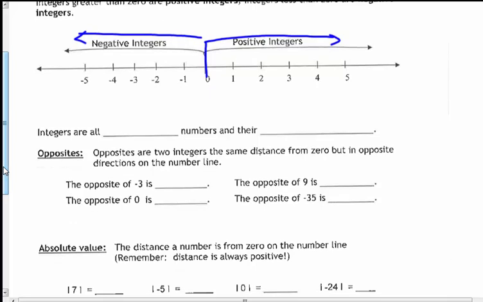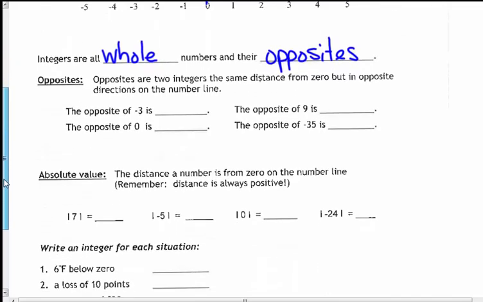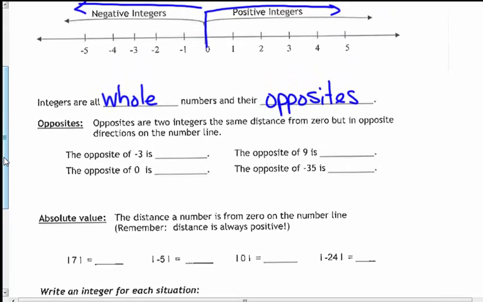Integers are all whole numbers and their opposites. So the whole numbers are 0, 1, 2, 3, 4, 5, 6, and their opposites are negative 1, negative 2, negative 3, negative 4, negative 5, negative 6. So opposites are two integers that are the exact same distance from 0, but in opposite directions on the number line. So the opposite of negative 3 is positive 3, and you don't have to put the sign. If you want to, you can.